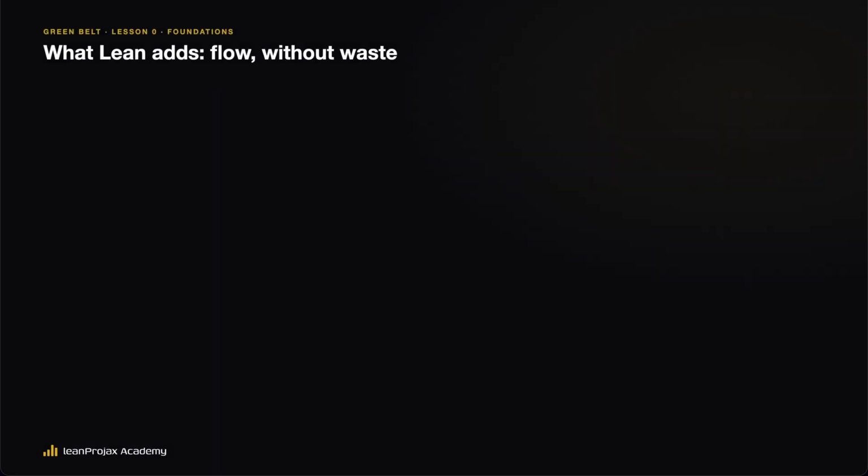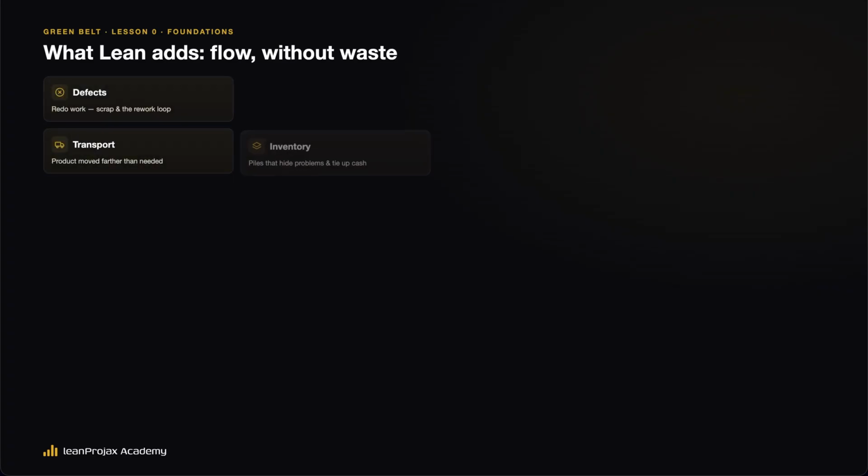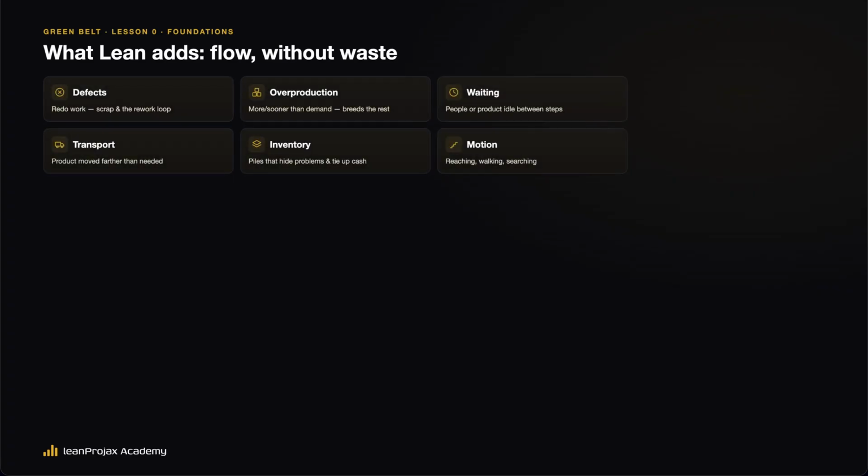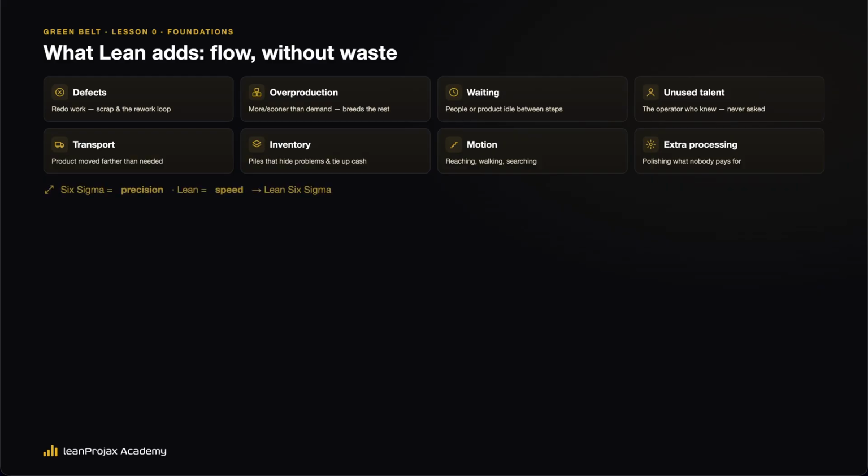Now Lean. Born on Toyota's factory floor, Lean is about flow, getting value to the customer without waste. Lean names 8 wastes: transport, inventory, motion, waiting, overproduction, overprocessing, defects, and unused talent. Six Sigma attacks variation. Lean attacks waste. One makes your process precise, the other makes it fast. That's why they merged into Lean Six Sigma, precision and speed in one method. Your certification exam tests both, and so will your first real project.